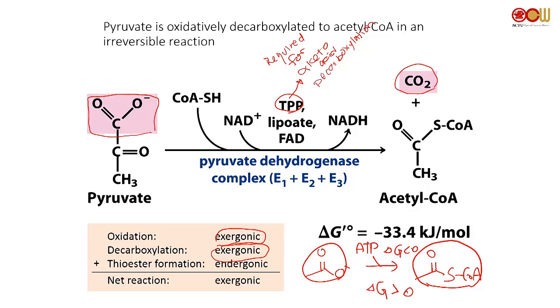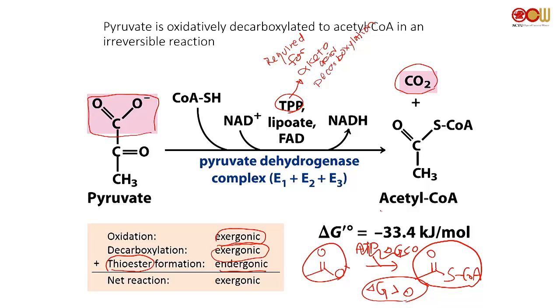All right, so obviously you can understand that the thioester formation is going to be endergonic, right? Because, you know, this guy is like this. Only when you add ATP, it becomes exergonic. But here, we don't use ATP at all, right? You don't involve ATP here.